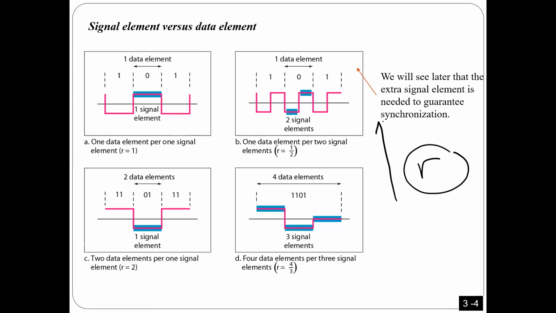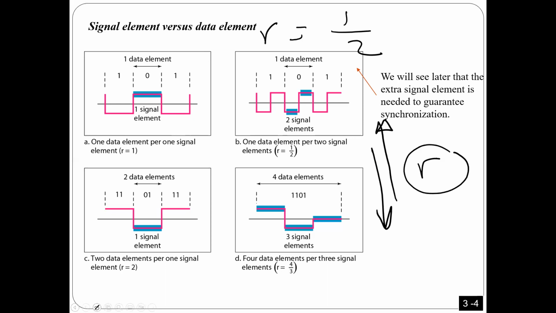And now we need to know whether the bigger R is better or the smaller R is better. We need to know that. Okay, just let me finish this part. So here, if you look, in order to transmit one data element, I actually need 2 signal elements, as you see here. So in this case R should be 1/2.